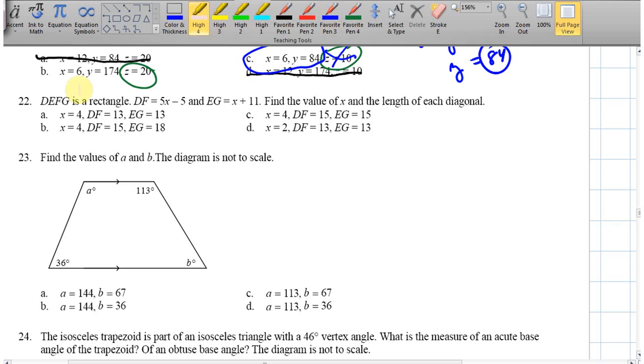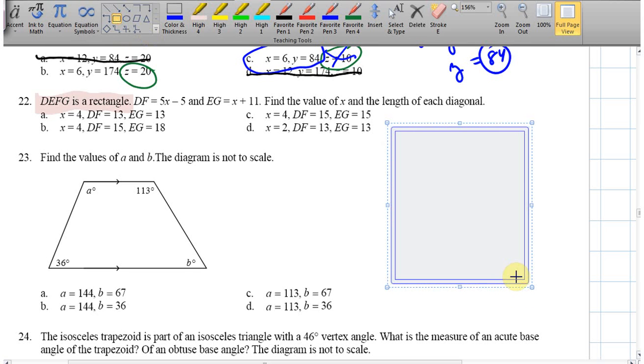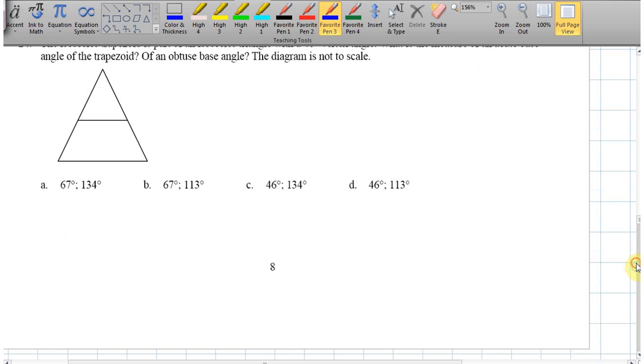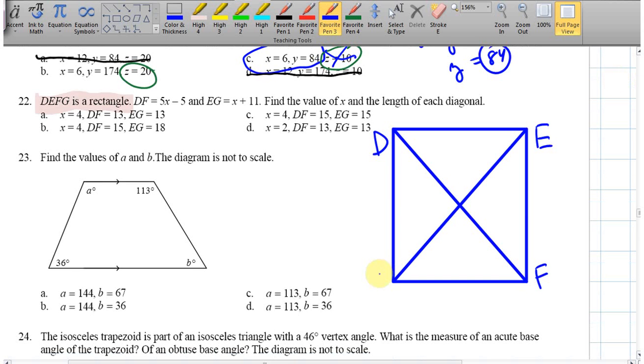All right, here we go. So we have a rectangle now, and we do not have a picture. We have to draw our own picture. So when I draw my own picture, I'm also going to put some diagonals in, just in case we need them. And I'm going to put some letters in corresponding to the shape: D, E, F, and G. And it says DF is 5x minus 5. And so that is this entire diagonal going from here to here.